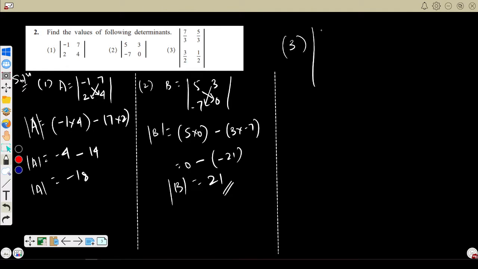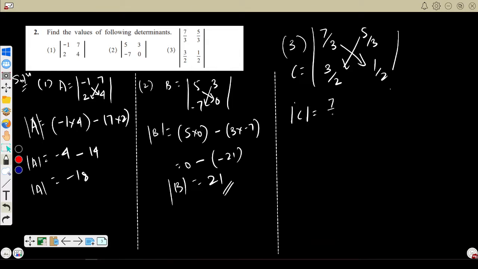Moving on to the third sum. In this, the numbers are actually fractions. 7 by 3, 5 by 3, next is 3 by 2, and the last is 1 by 2. The method is again same. We'll multiply the diagonal elements. I assume that the determinant is C. So the representation will be C enclosed within two vertical lines is equal to, we will multiply 7 by 3 with half, then we subtract 5 by 3 multiplied with 3 by 2. I hope this is clear to you till now.